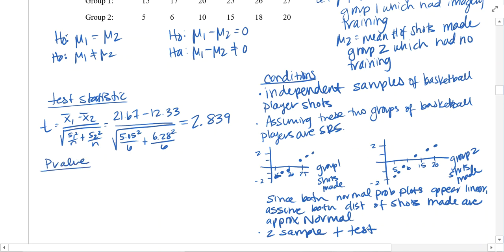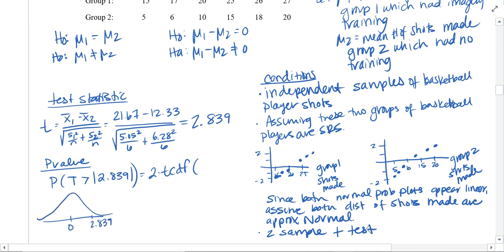we are doing a 2-sided test, so probability that my t is greater than the absolute value of 2.839, it's going to be 2 times t CDF. Again, we're doing a 2-sided test, so we're at 2.839 and going to that tail, as well as negative 2.839 and going that direction. Okay, so we're doing both sides. So this doesn't matter, you're just doing one of the tails. So I'm going to do 2.839 to positive infinity.